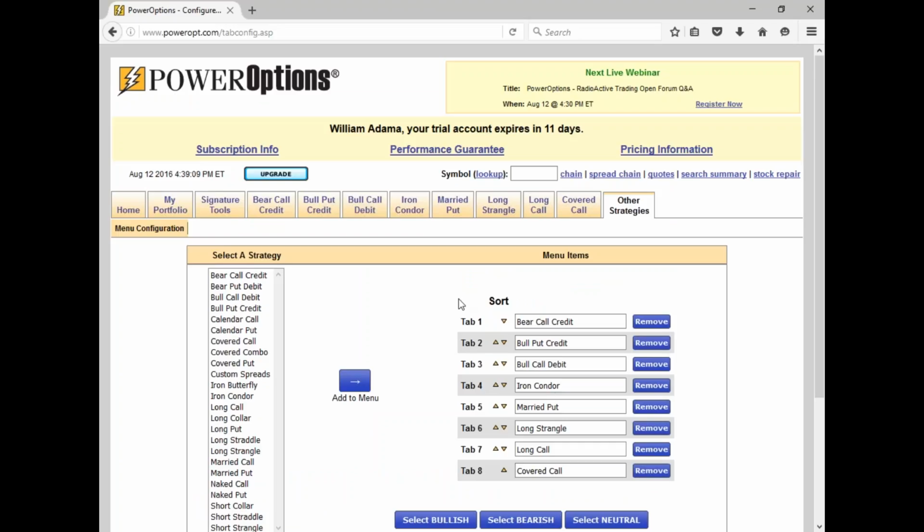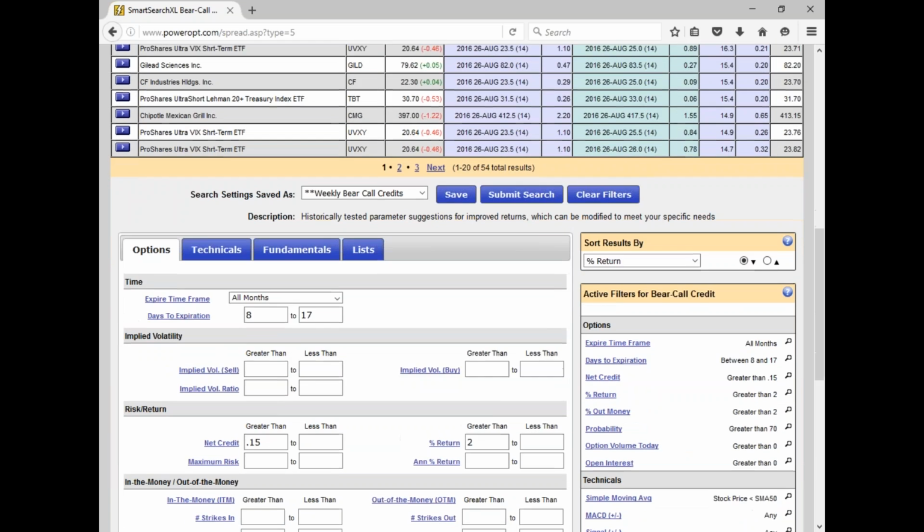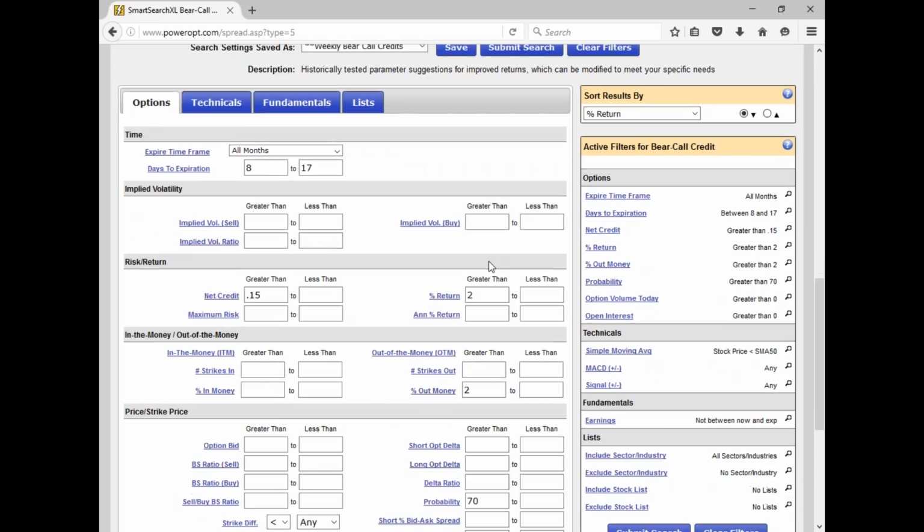Now, to Donald's question specifically, in any search, so if I go to bear call credit spread right now, and I click on search, ignoring the results that are at the top of the screen, if I scroll down below the default parameters, right here we're looking at weekly bear call spreads. The second section in the option criteria will always be for implied volatility. So you could screen specifically if you had a limitation on the implied volatility of your sell option, or the implied volatility of your buy option in a spread, or the implied volatility ratio, the sell implied volatility divided by the buy implied volatility.